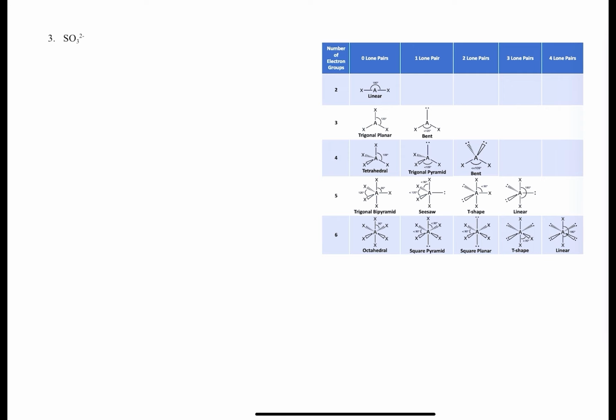So remember with this 2-, we have to consider this charge as 2 extra electrons that we add on to the total number of valence electrons. So sulfur has 6 valence electrons, and oxygen also has 6 times 3. And then we've got to add the 2 to that total. So we have 6 times 3, 18, plus 2 plus 6. We have a total of 26 valence electrons. So let's put sulfur in the middle, surrounded by our oxygens.